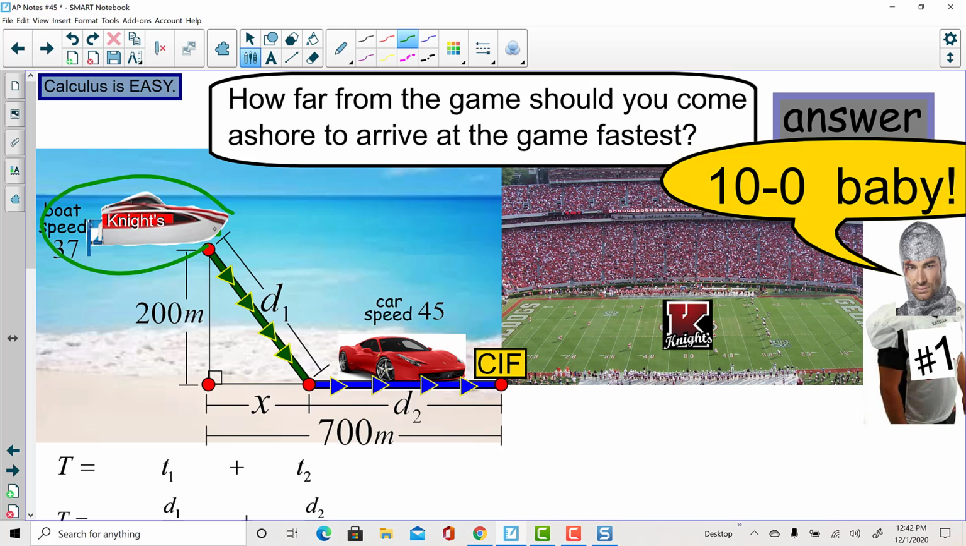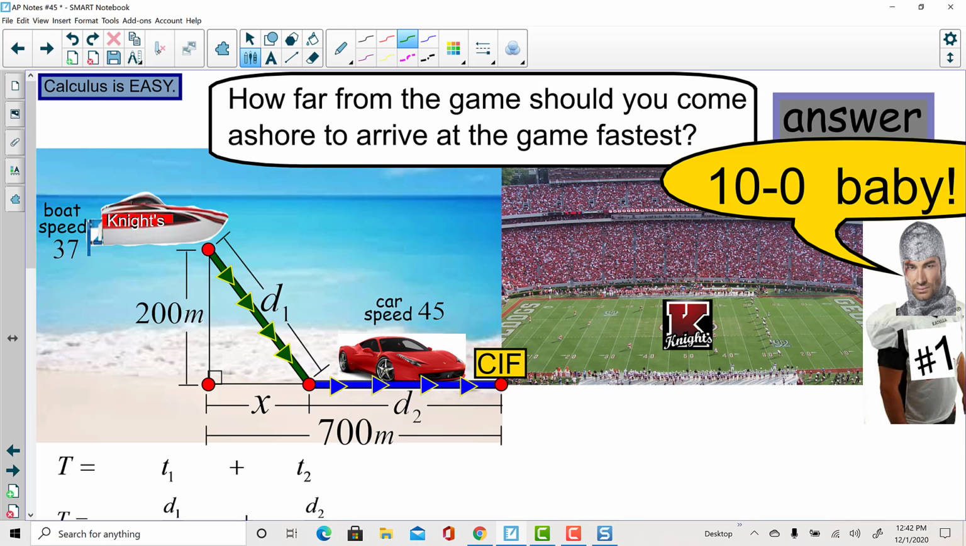Should the boat go straight to the game? Would that be the fastest way? Or should he meet his friend somewhere along the way, get in the car, and then drive to the game? So what would be faster? Okay, there's a couple of things that are given. You can see the distance from shore is 200 miles, and the distance to the game is 700 miles. The speedboat can go 37 miles per hour, and the car can go 45 miles per hour.